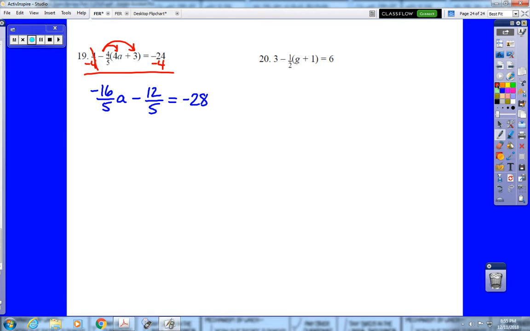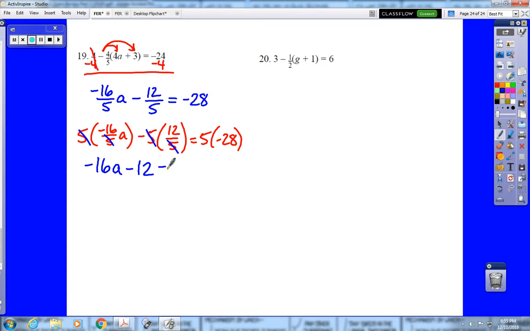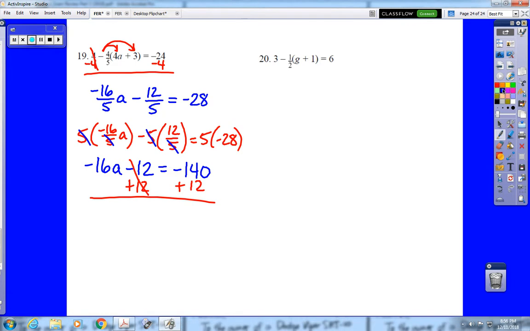So my common denominator would be 5, which means I need to multiply each of those terms by 5. Now 2 out of those 3 are going to cancel. That 5 will cancel and that 5 will cancel, which will turn this into negative 16a minus 12 equals negative 140. This is now a two-step equation, so we would add 12 to each side, which would give us negative 16a equals negative 128, and then we would divide by negative 16, and that would give us a equals 8.